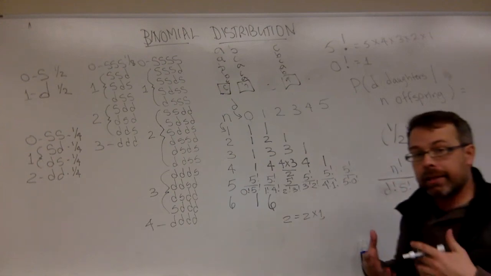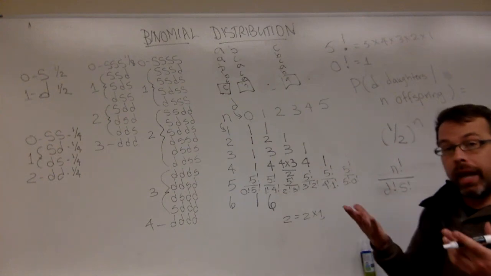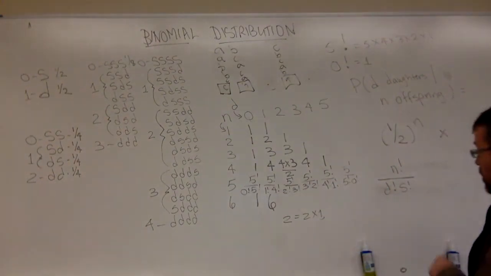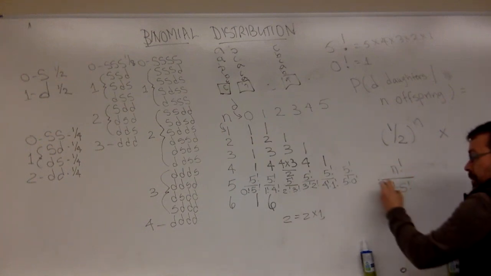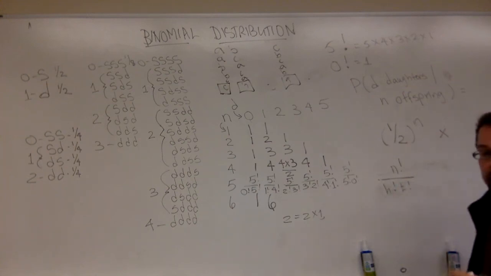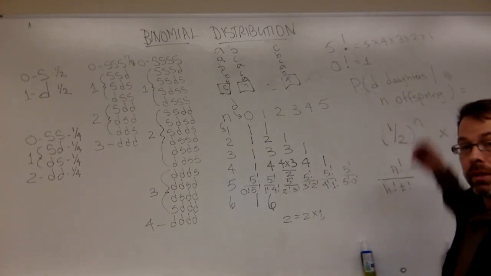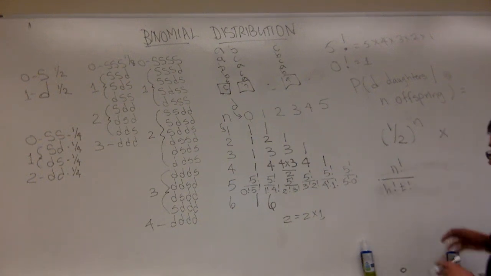Or if you want to ask the question, if I flip a coin 10 times, what's the chance I get 7 heads and 3 tails? Then it would be the number of flips factorial divided by the number of heads factorial times the number of tails factorial, times 1/2 to the number of flips. Okay, so this is our binomial theorem.